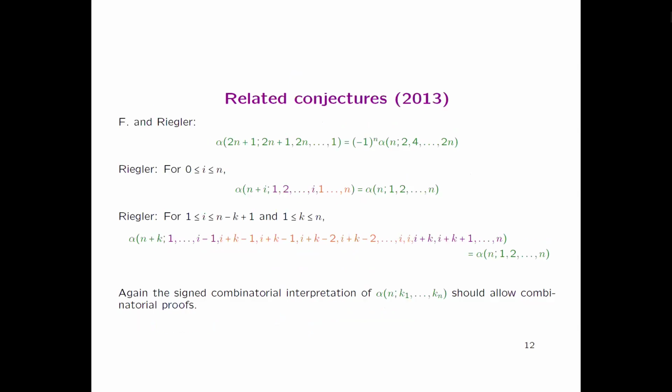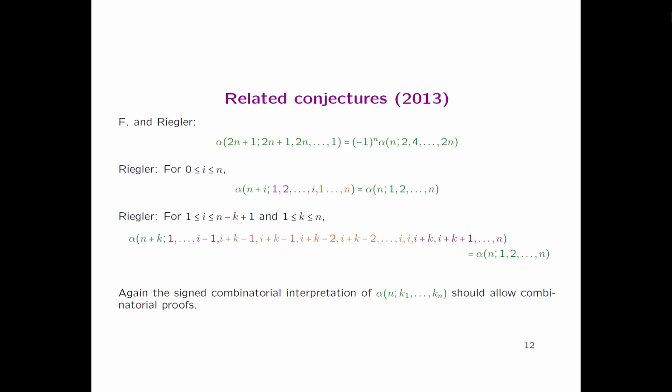And then we have a number of other conjectures which are not even proved in any way, so not even with a computation. So for instance, if you take also a decreasing sequence, 2n plus 1, 2n down to n, then this is up to sign equal to if you just plug in the even numbers in an increasing way. So that's not proved in any way.